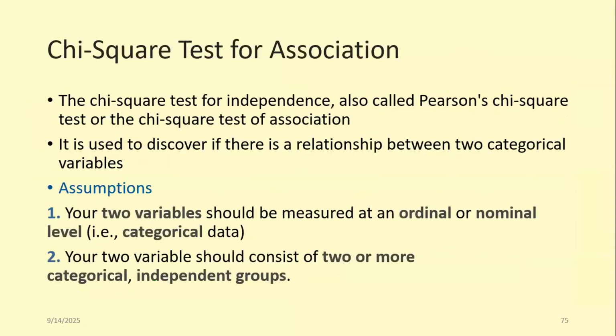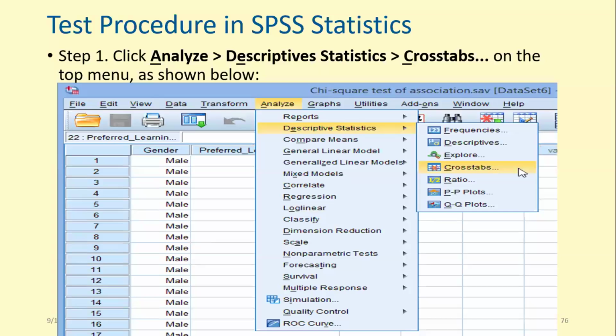Then non-parametric tests, like the chi-square test of association. There are some assumptions for the chi-square test. Number one, your two variables should be measured at an ordinal or nominal level, that is, categorical values. Then your two variables should consist of two or more categorical, independent groups. This is how to run the chi-square test: click on Analyze, Descriptive, Crosstabs.